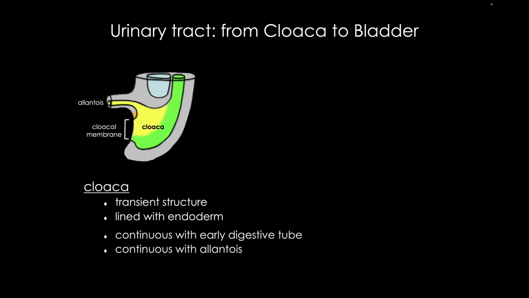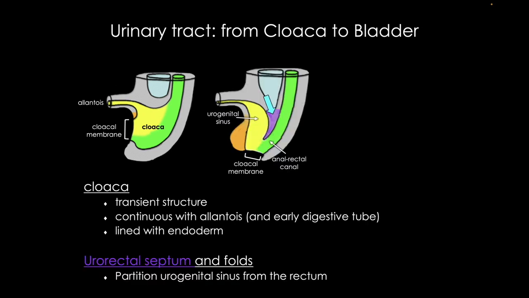So we have this large area, and we need to divide it into several parts. So how does that happen? Well, it turns out that there is growth of tissue that's called the urorectal septum. And this tissue is going to essentially grow down in a very similar way to how we saw the septum of the atria forming.